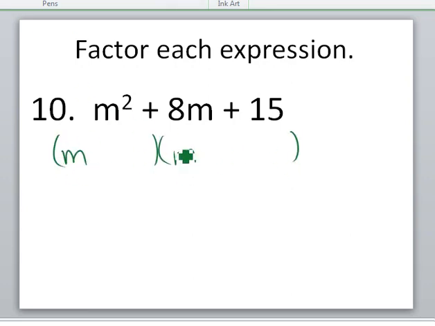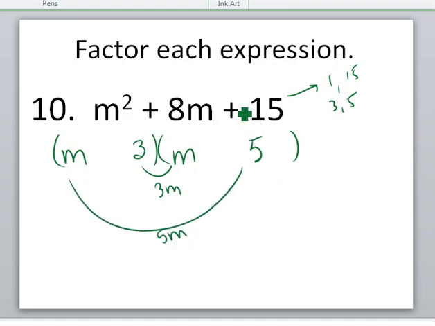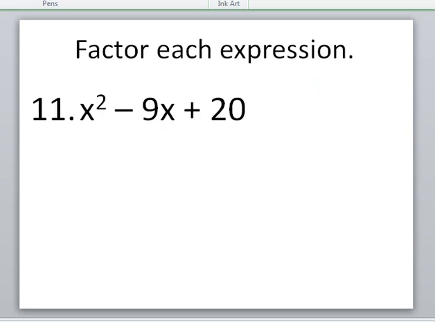So I have an M and an M. Factors of 15 are 1 and 15 and 3 and 5. 3 and 5 is what I need to get an 8. This one, again, I'm back to that plus sign, so I know I need positive numbers because I need a positive 8.